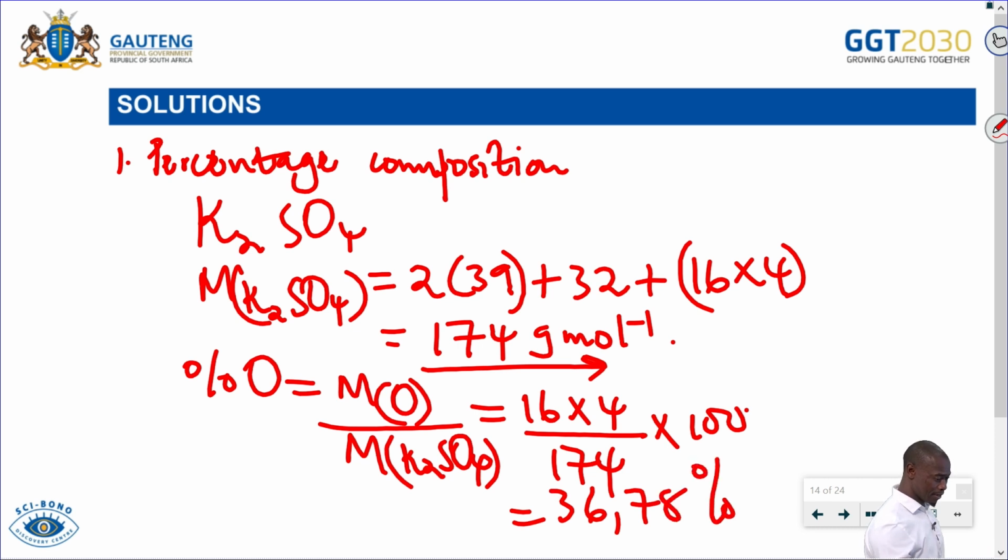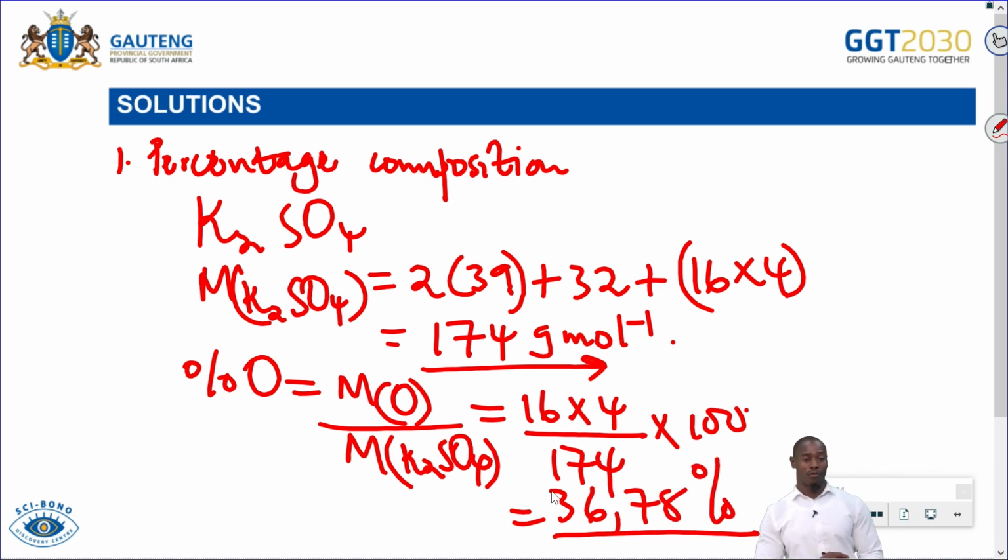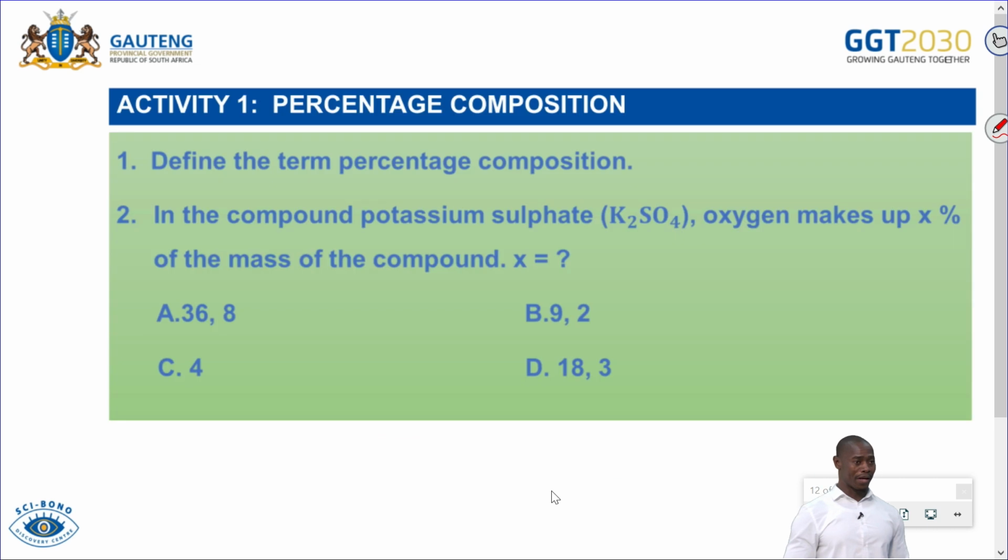36.78%. Right? That is the percentage of what? Of oxygen. Then let's go back to the question because it's a multiple choice question. But for us to get the correct answer, we have to start with these calculations. All right? So let's go back and see. Yeah. So this is the correct answer.